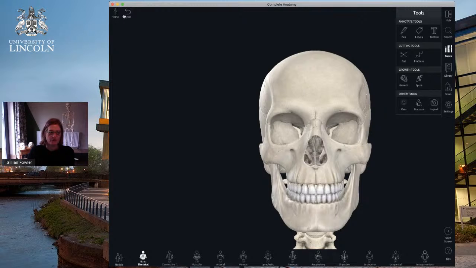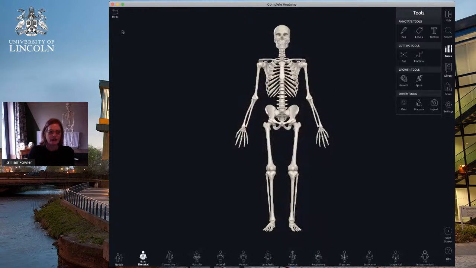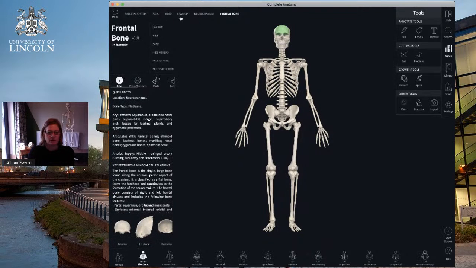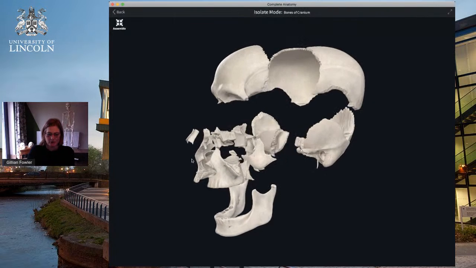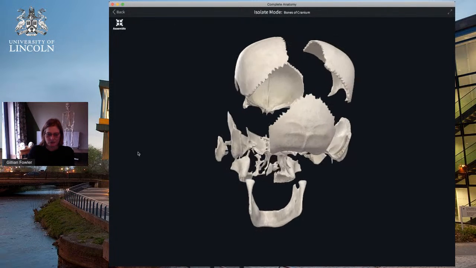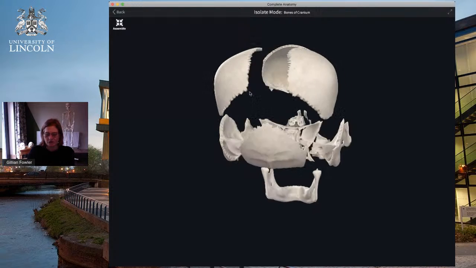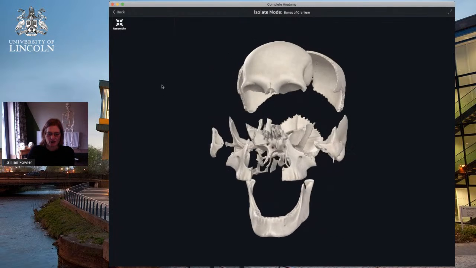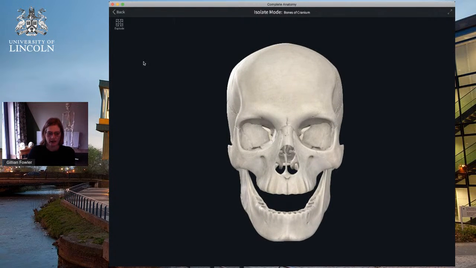And the other thing we can do with this is look at and explode the cranium, which shows you exactly how many bones are in there. So there's a lot of bones in there. You can see some of them are paired bones. So these two bones here are the parietal bones on the top and side of your head. And there are actually 22 bones there, plus 6 ear bones that we can see in the human skull. So there's quite a lot there.